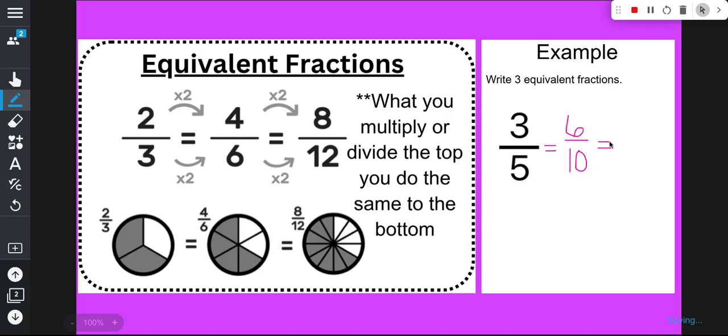We could multiply it by something bigger, maybe 9. 3 times 9 is 27. And 5 times 9 is 45. 27/45 is equivalent to 3/5. We could multiply it by 10 and say it's 30/50. Again, whatever we multiply, as long as we do the same to the top and the bottom, we would end up with equivalent fractions. Equivalent has the first part of the word equal. Equivalent means the same thing as equal.